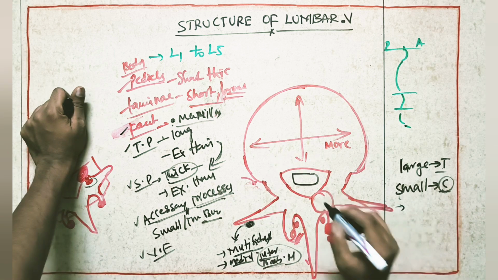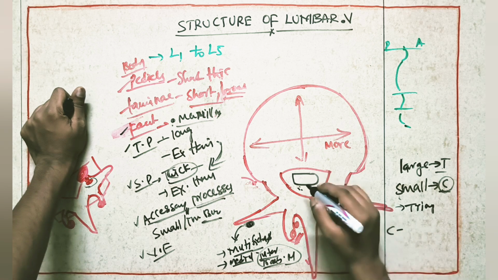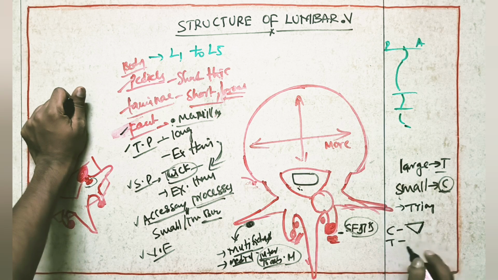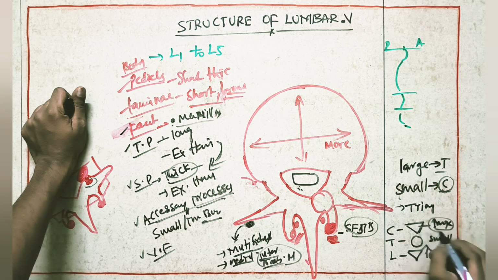And the shape of the vertebral foramen: in the cervical spine the vertebral foramen is triangular in shape. In the thoracic spine the vertebral foramen is ring shaped. In the lumbar spine the foramen is again triangular. Here it is large, here it is small, and here again it is large compared to thoracic, but this size is less compared to the cervical region.